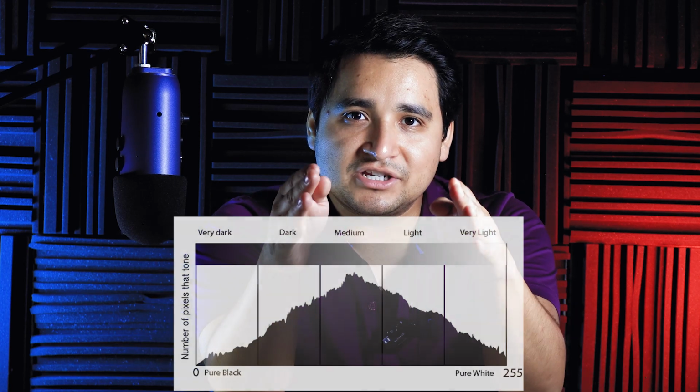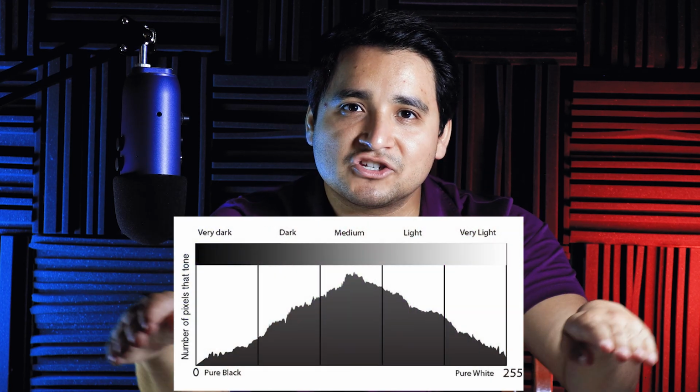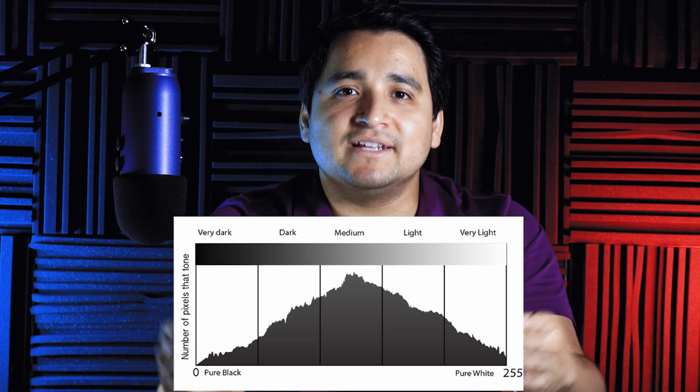A good rule of thumb to follow when using a histogram is to aim for the peaks of your image to more or less form a bell-shaped curve in the middle of the histogram. This ensures that your blacks are not too dark and that your highlights are not too overexposed, and this ensures a more even and properly exposed image.